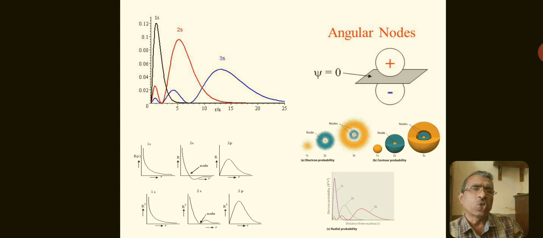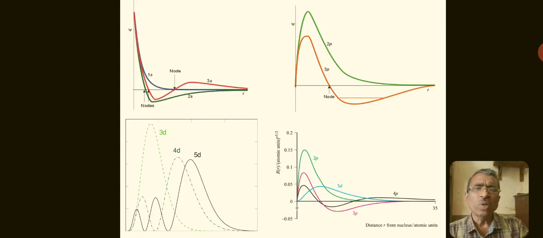The angular nodes. A node is a region around the nucleus where the probability of finding the electron is least. Therefore, here the psi value becomes 0. The other graphs are also the same as what I have already explained. Initially I have shown the graphs and the nodes for the 1s and 2s, which I have already explained. The same things are there here also.